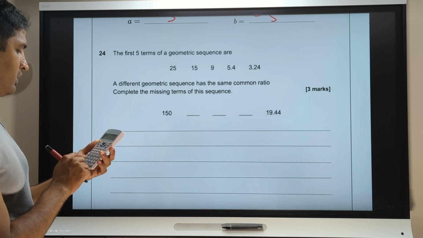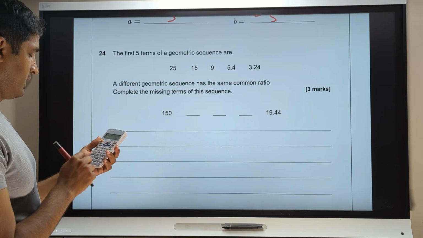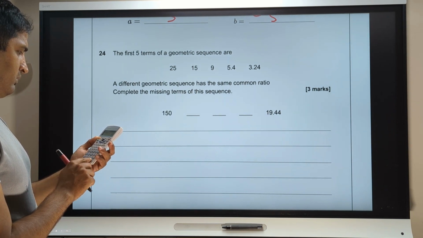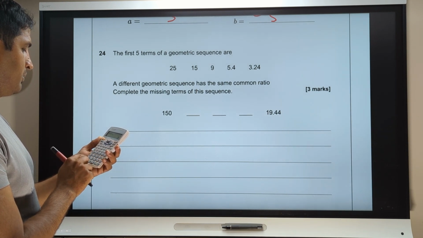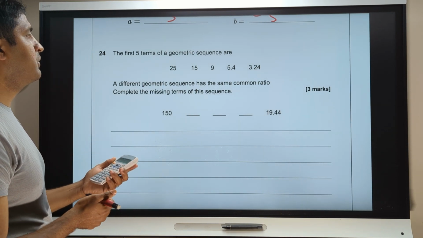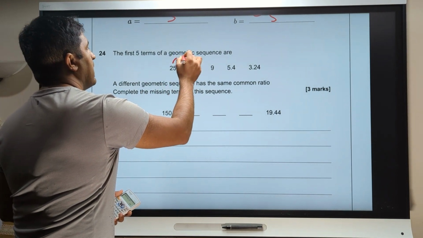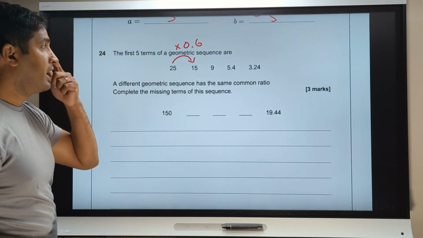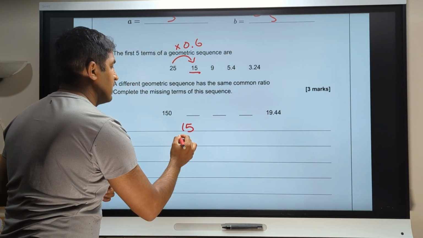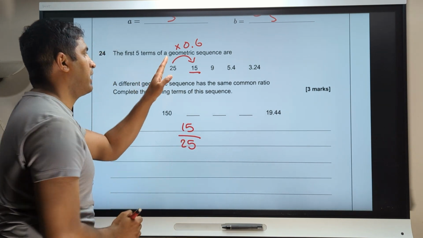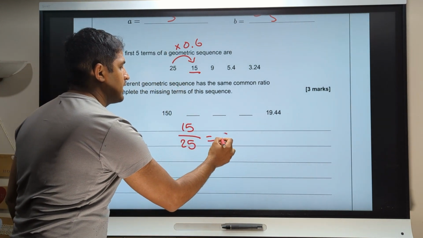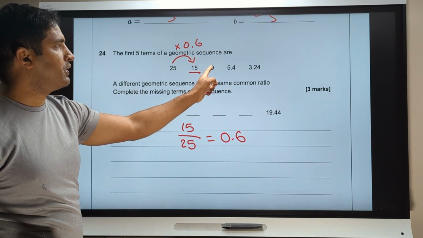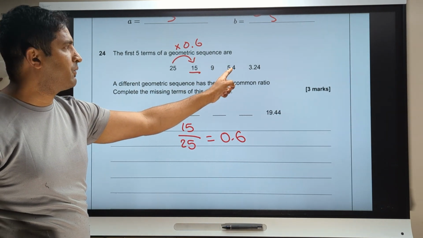15 divided by 25 is 0.6. So if I multiply 15 by 0.6, will I get 9? Yes. Multiply that by 0.6, 5.4. So it's 0.6, the same common ratio. So you're multiplying by 0.6, times it by 0.6. How did I get 0.6? I used this term, 15 divided by 25, to work out how to go from 25 to 15. And that gives me 0.6. So that's the common ratio. And you check it: 15 times 0.6 should give you 9. 9 times 0.6 gives you 5.4, and so on.